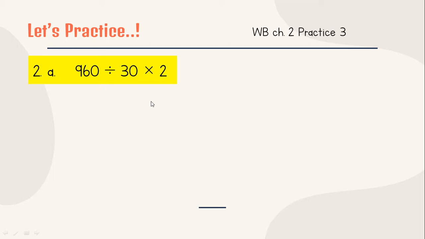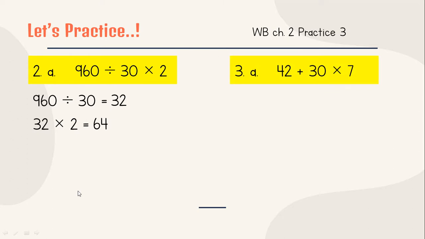First step, within the bracket. Do we have? Nope. Go to the next step. Multiply or divide. We have it from left to right. So 960 divided by 30, 32. Are you sure this is 32? Are you sure? Yes. After that, 32 times 2, 64. So the answer will be 64.